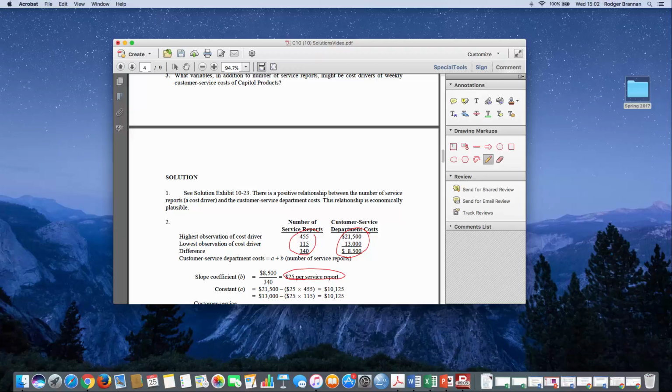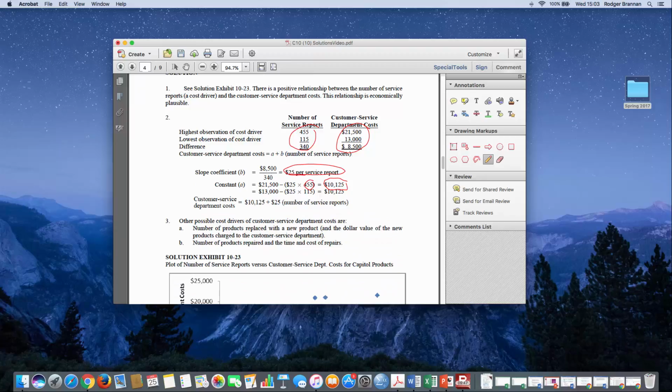So once I know the variable cost per unit, then I pick one of those activity points. It could be the high point, in this case 455 units or service reports. I know that the variable cost is $25 per unit. I also know the total cost is $21,500. So in a sense, if I set it up in terms of the formula, it would be $21,500 equals a plus the $25 times x, namely 455. And I can solve for a, which in this case is 10,125.